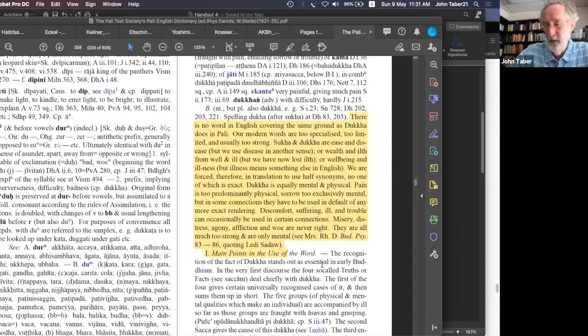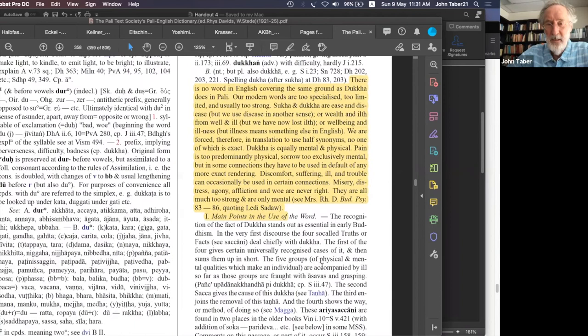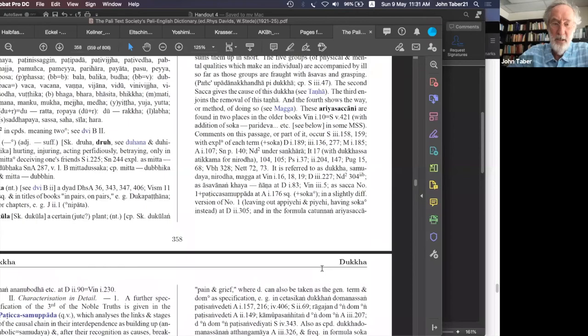So what they're saying is these are the usual translations of dukkha, pain and sorrow. And then they go on: discomfort, suffering, ill, and trouble can occasionally be used in certain connections. Misery, distress, agony, affliction, and woe are never right. They are all much too strong and are only mental, and so on. So the basic meaning is pain, but that has a physical connotation, though there can also be a mental connotation of suffering or misery.